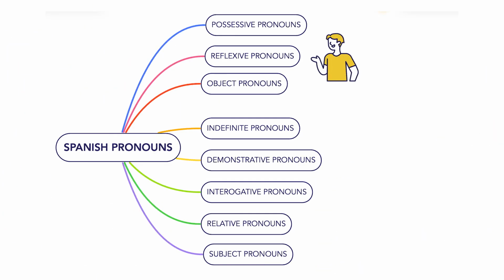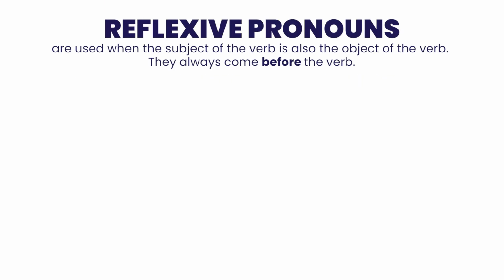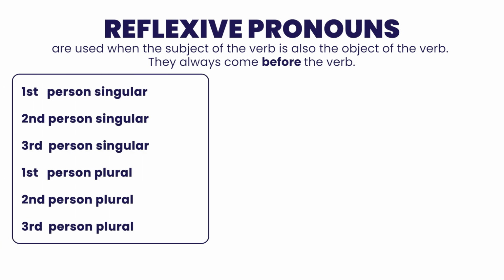Reflexive pronouns. Reflexive pronouns are used when the subject of the verb is also the object of the verb. They always come before the verb. The reflexive pronouns in Spanish are me, te, se, nos, os, se. Here are some examples of reflexive pronouns in Spanish.